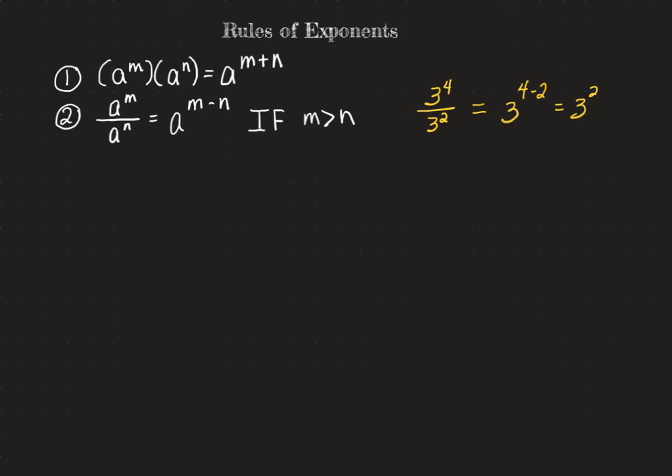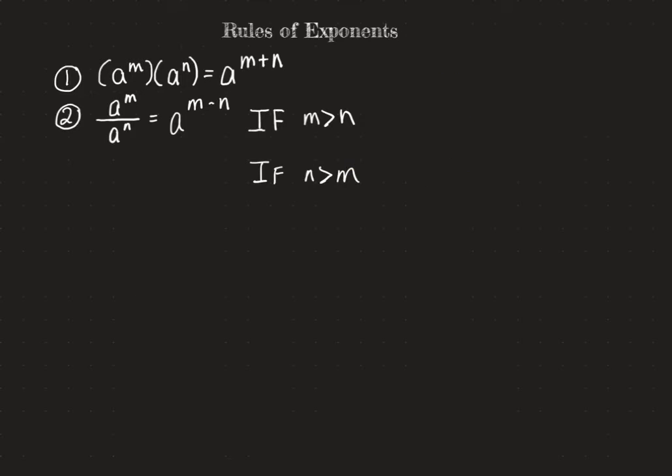Let's make sure that works. 3 to the fourth, which is in the numerator, is equal to 81, and 3 squared in the denominator is equal to 9. On the other side, 3 squared is equal to 9. So is it true that 81 divided by 9, which is 9, is equal to 9? Yes, of course it is. There you see this rule in action.